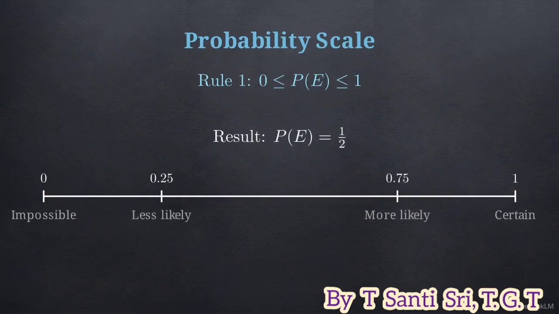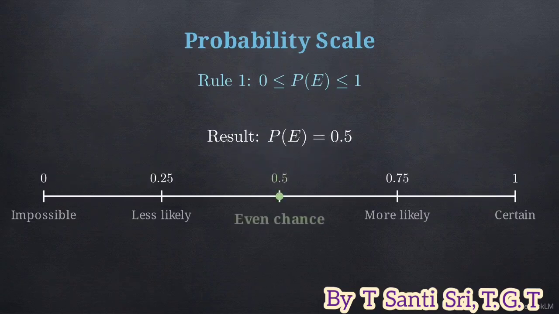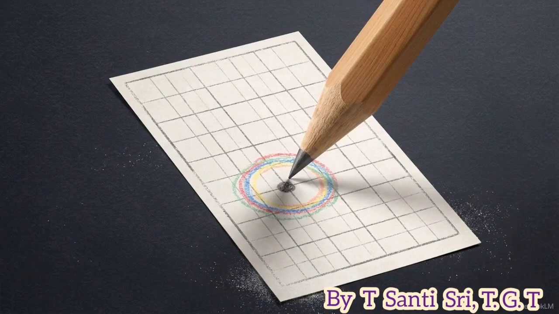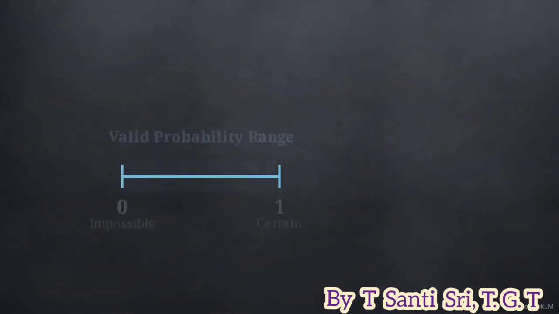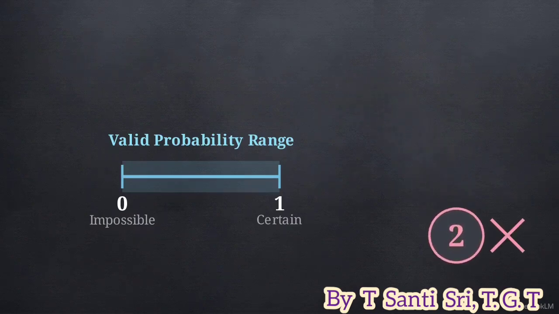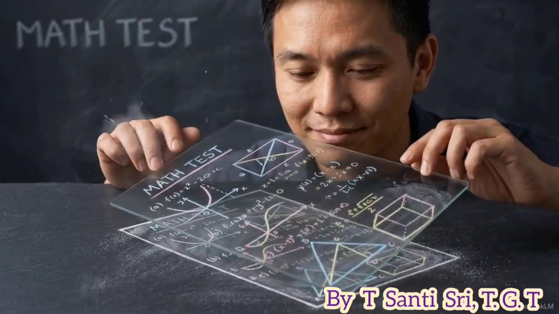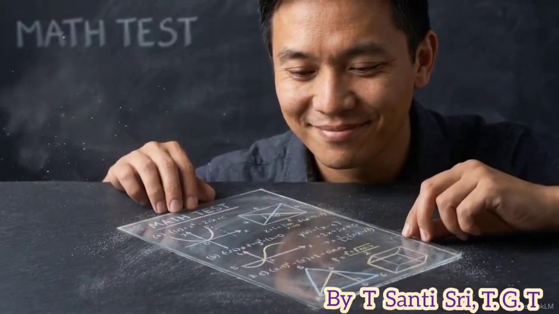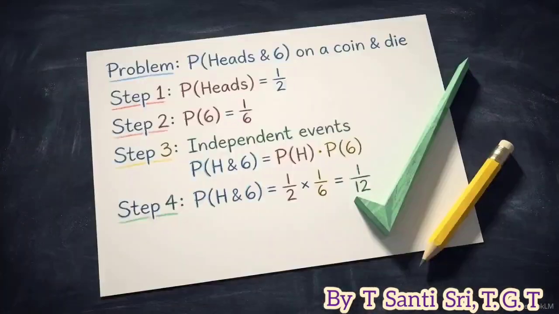Our fraction of 1/2 is 0.5. This lands exactly in the middle of the scale, indicating an even chance. Plotting your answer helps catch errors. If you had recorded a result of 2, it would fall off the scale entirely, showing you that the calculation is mathematically impossible. Because our result lands within the valid range of the scale, we can be confident in the calculation. This is the completed layout.